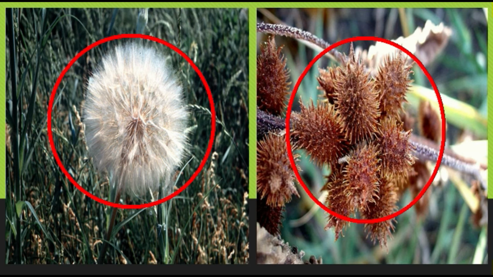While the second one, xanthium, has a very tiny hook-like structure, and once this seed comes in contact with an animal, it gets stuck on the animal's fur, and then it travels from one place to another through the animal. And students, that's how seeds disperse from one place to another.